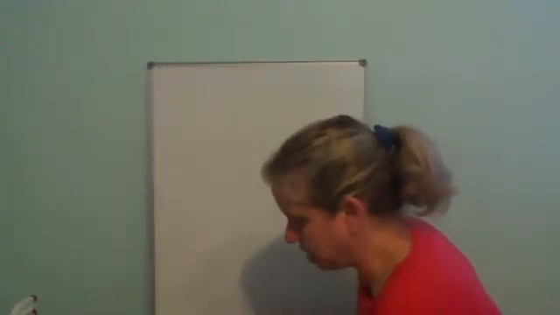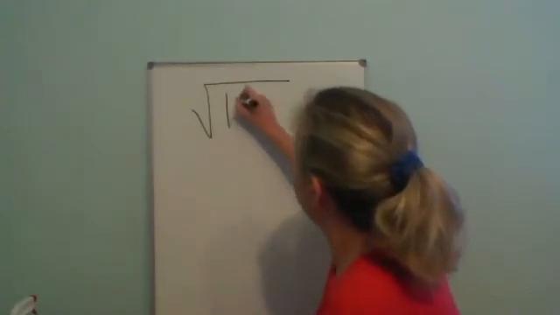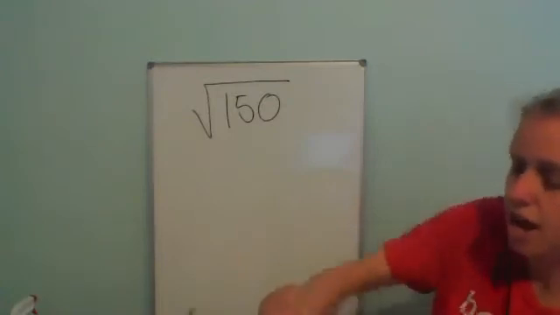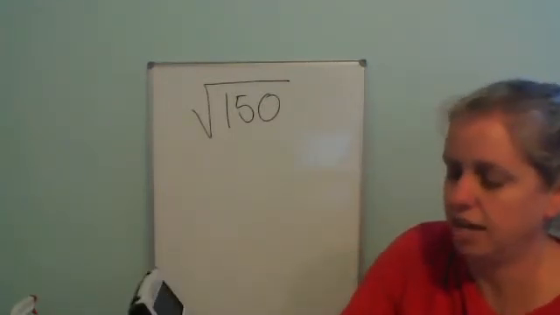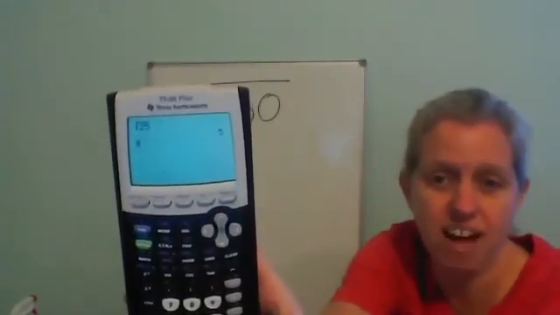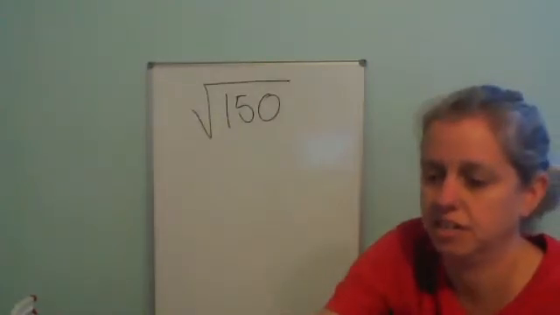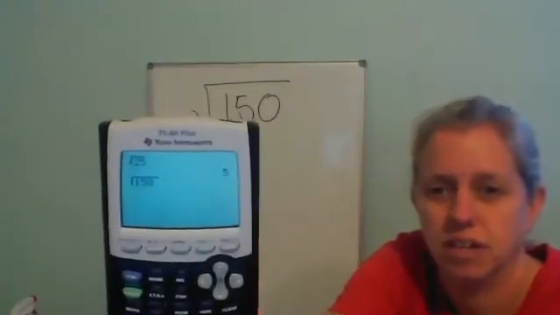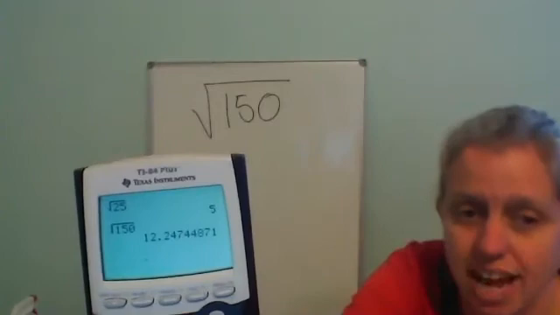It says to simplify by factoring. Now, here's the deal. Everything that we've worked with so far, if we were doing square roots, it would be like the square root of 25, and it would give me an answer, 5. But what happens when you put in the square root of 150? It gives you a long decimal.